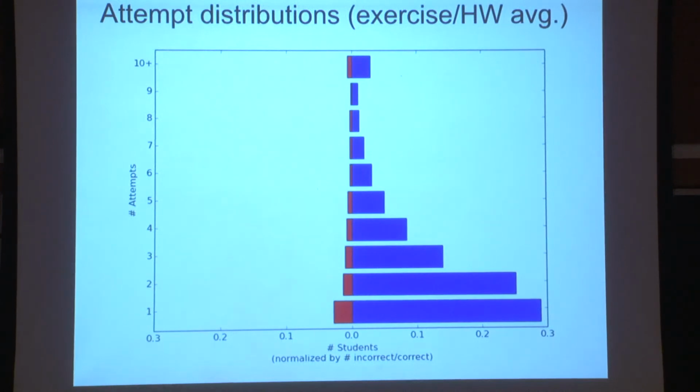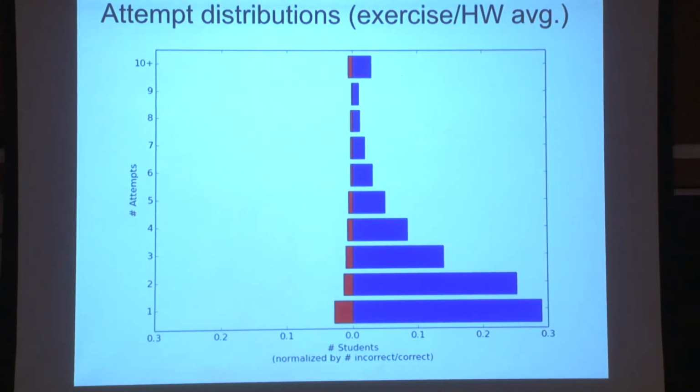We can look at the average attempt distributions for exercises and homeworks as well. And this shows more or less the same picture as the other ones. Typically, students would get this correct in somewhere between 1 and 3 attempts. There's a bit of a long tail up here with some students taking 7, 8, 9, 10 or more attempts to get it correct, but eventually getting it correct.